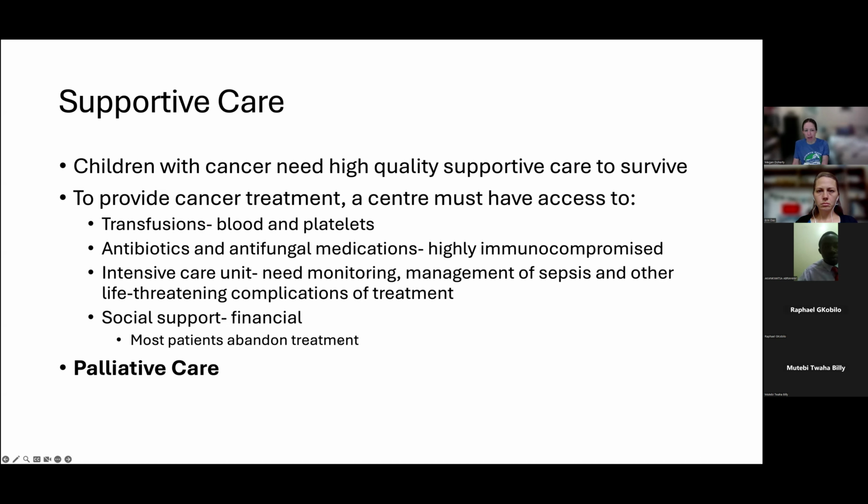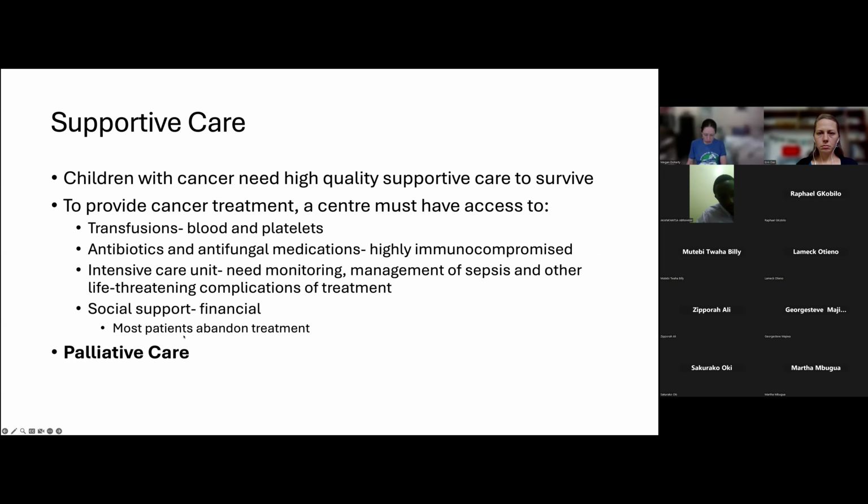And if you don't have this, it doesn't matter if you have everything else, because the patients will just abandon treatment because it's too expensive, too long, too complicated for them, unfortunately. So really, what we're left with is that we unfortunately are not in a situation where most of these children can be cured, and we really should be focusing on palliative care. So the good news is palliative care can provide a lot of really important support for families, despite the fact that unfortunately we can't cure the child.